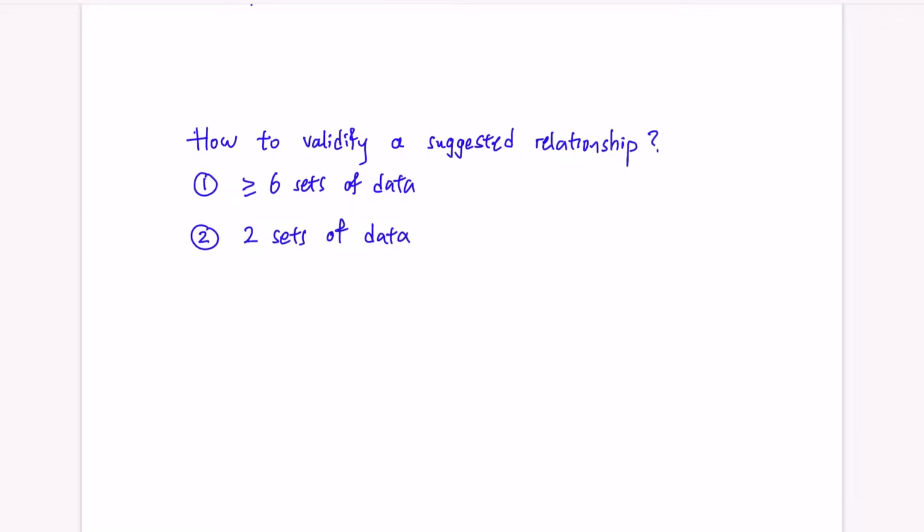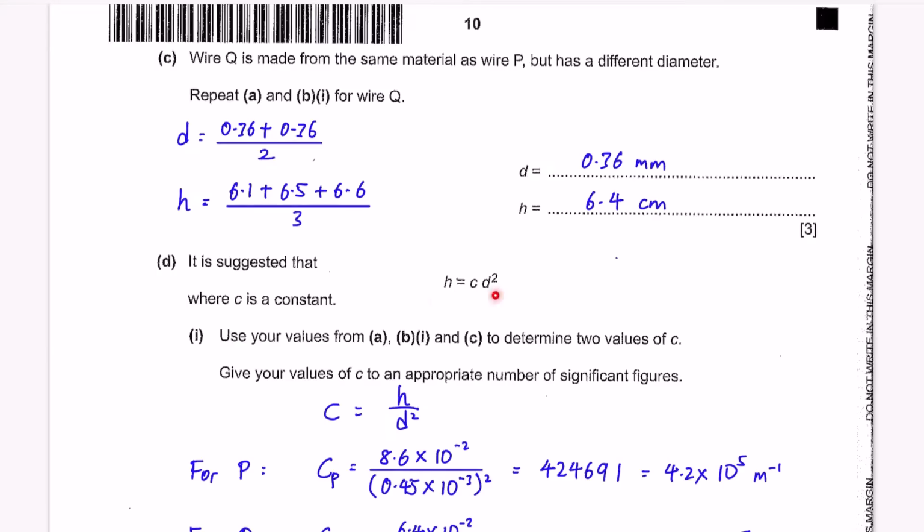In the second format, you'll be asked to collect only 2 sets of data. And based on just these 2 sets of data, without plotting any graph, you'll be asked to validify the relationship. So this video is about this kind of question: how to validify a relationship using just 2 sets of data. So here is one example.